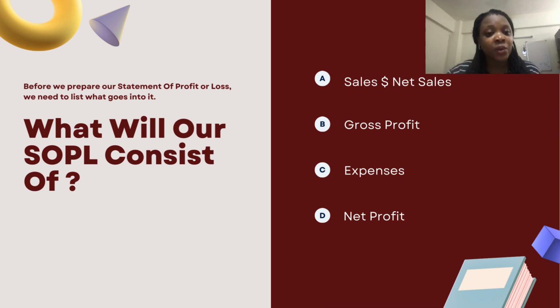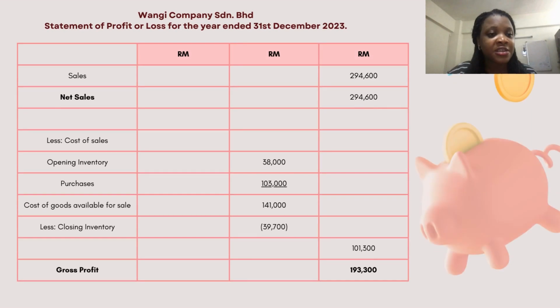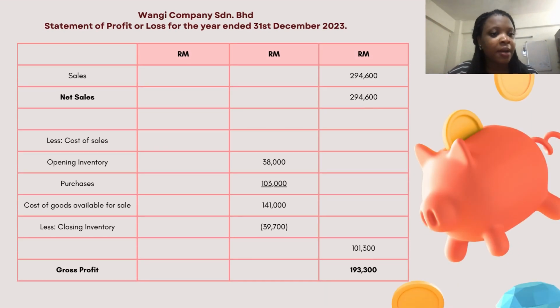So we begin first with the sales, followed by the gross profit. We can get the gross profit by subtracting the cost of sales from the sales, followed by the expenses, which includes all operating expenses with adjustments, as well as the net profit. And we can get the net profit from subtracting the expenses from the gross profit that we figured out earlier on. So let's proceed. So the first step in preparing any of our statements, be it the SOPL or the SOFP, is to include the company's name and what statement we're preparing and the date.